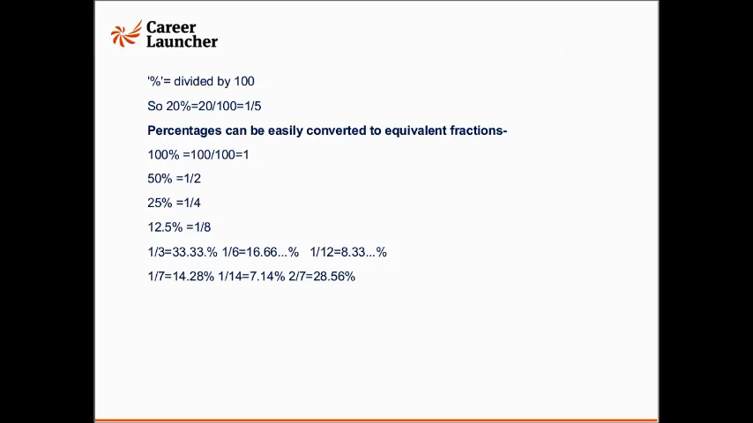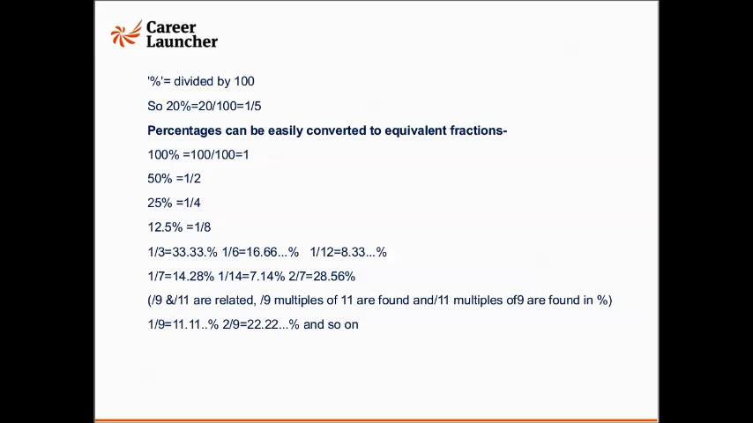1 by 7 is 14.28%. And again, if we divide 1 by 7 by 2, we'll get 1 by 14, that is 7.14%. And then 2 by 7 is 28.56%. I showed you the values, and then I'll tell you the concept behind it, right?